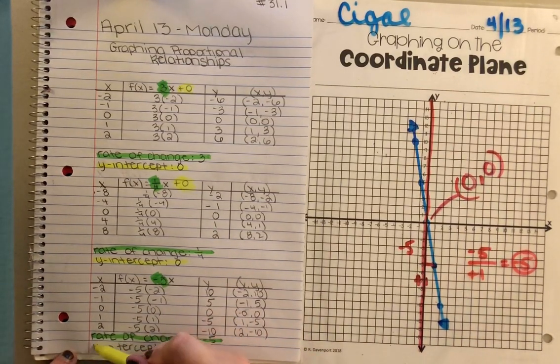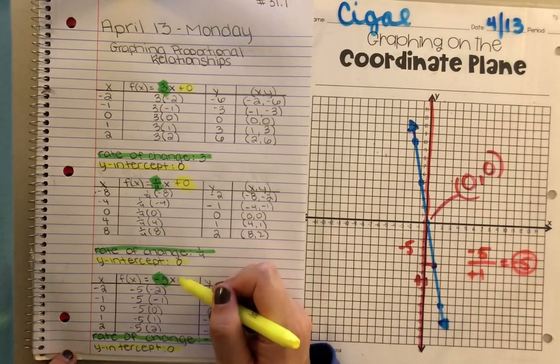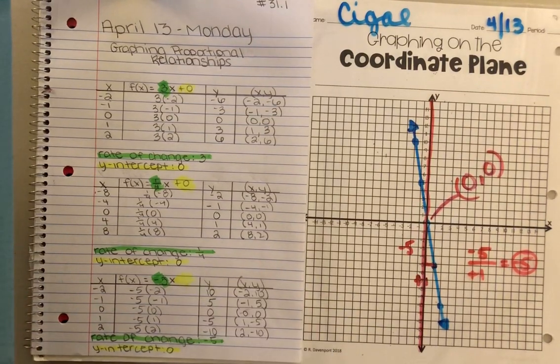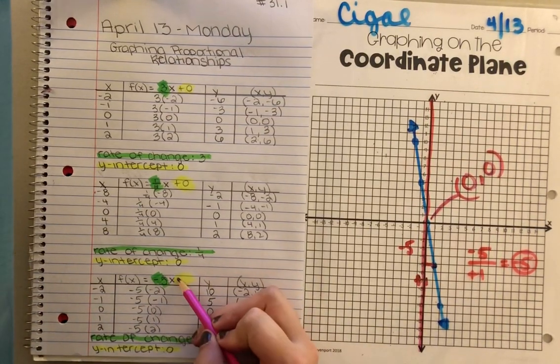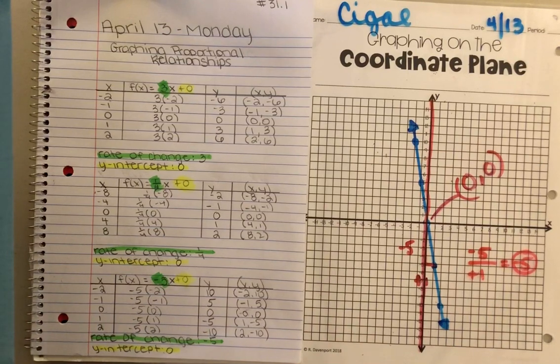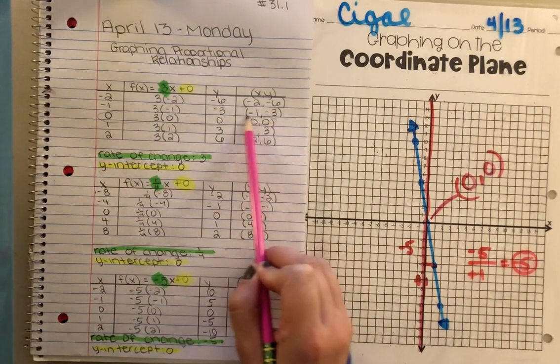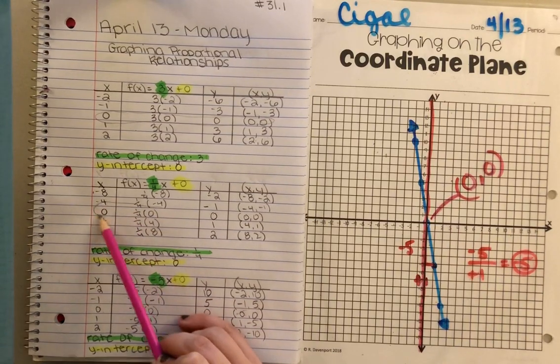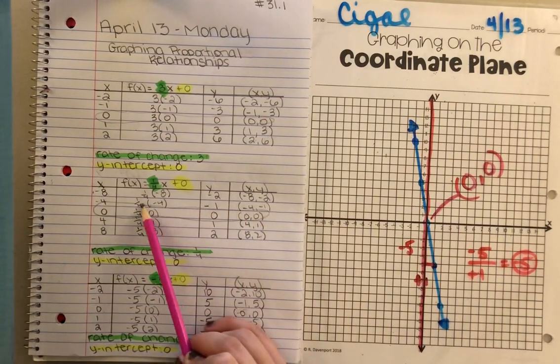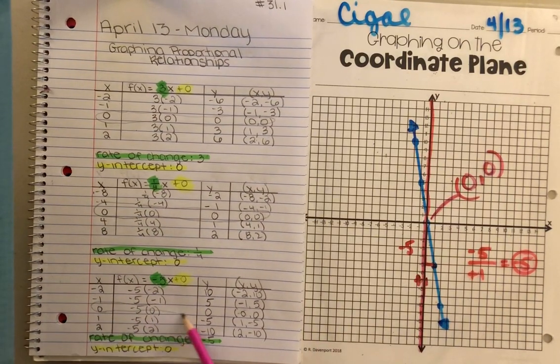So something all of these problems had in common is that every single one of them has a y-intercept of 0, and if you look back in the function, there was nothing added or subtracted to the x. So these are all proportional relationships. Every single one of them crosses through the origin, and they are all in the form of y equals something times x.